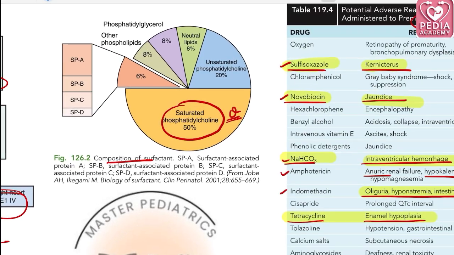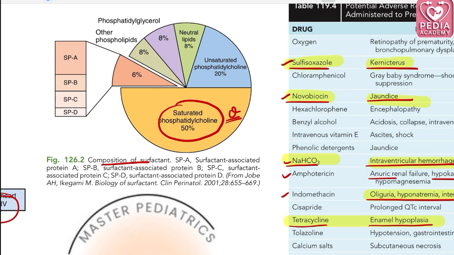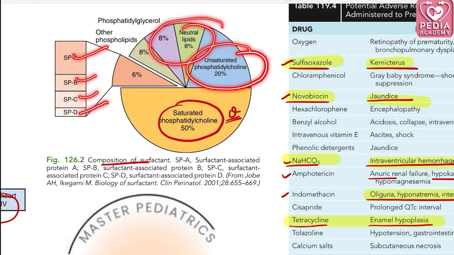Next, we will discuss composition of surfactant. So basically, saturated phosphatidylcholine is more than 50% and is the main component, and other components like SP-A, B, C, D, neutral fats and unsaturated phosphatidylcholine.